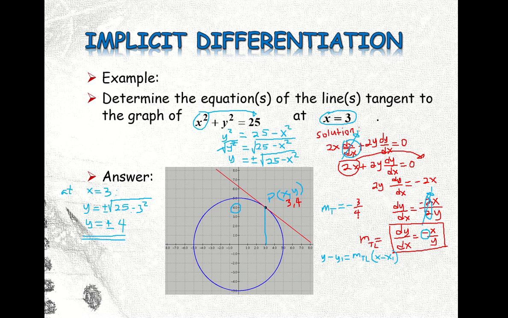Now substituting, we have y minus y1. So we will use our x1 and y1. So y minus our y1, which is 4, equals m_TL, which is minus 3/4, times x minus x1, and our x1 is 3.